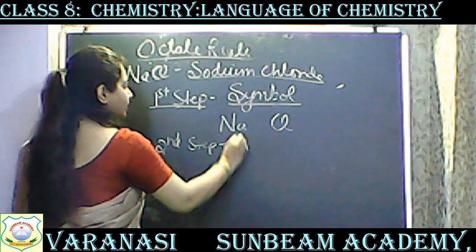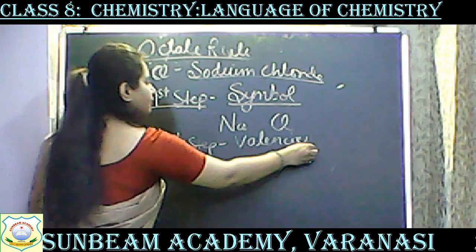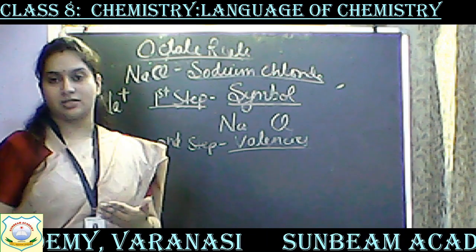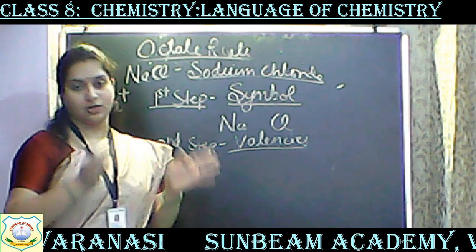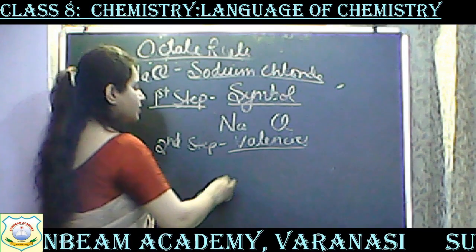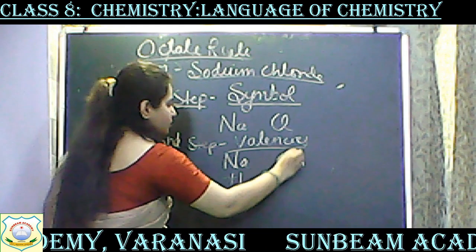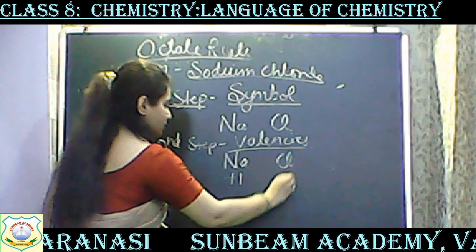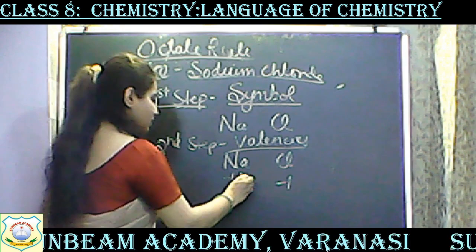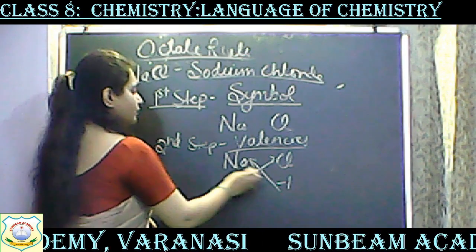Step 2 is to write their valencies. Now children, I hope you will remember how to write the valency. Now you can write all the valencies of first 20 elements. Okay. So here is the valency. So the valency of sodium is +1 and the valency of chlorine is -1. Got it? Now we will crisscross it. The valency of sodium will be crossed with chlorine and the valency of chlorine will be crossed with sodium.